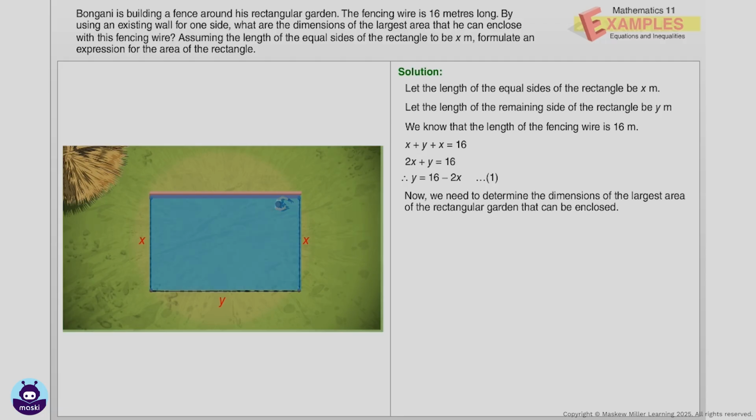Now, we need to determine the dimensions of the largest area of the rectangular garden that can be enclosed. The area of a rectangle is given by the formula area equals length times breadth. (16 minus 2x) times x equals A. Rearranging the terms in the form ax squared plus bx plus c equals 0, we get 2x squared minus 16x plus A equals 0.